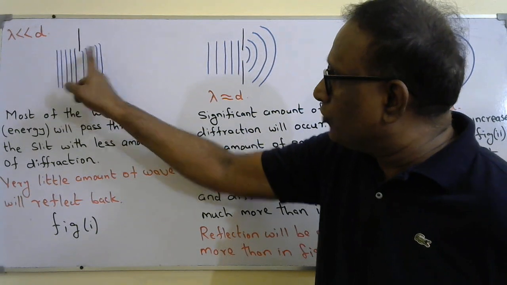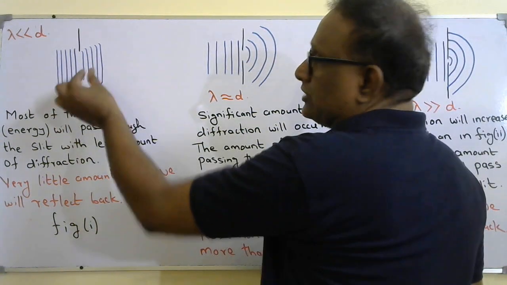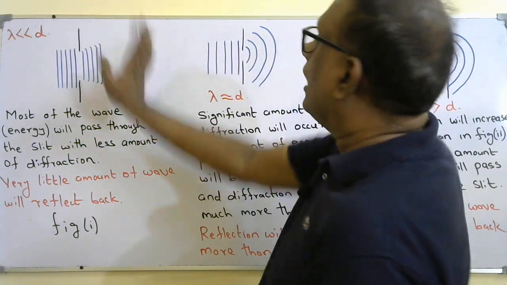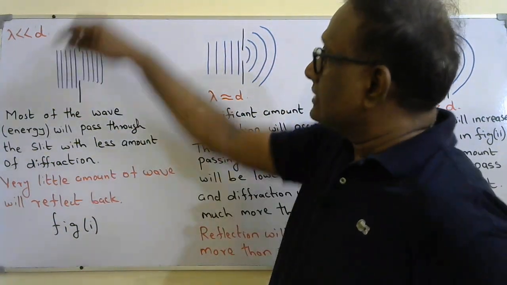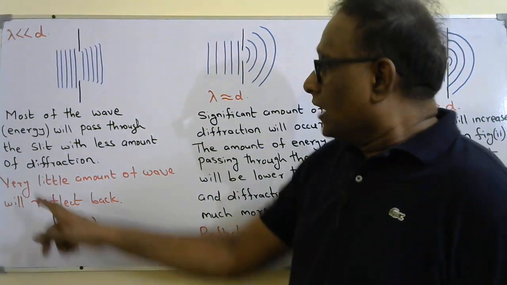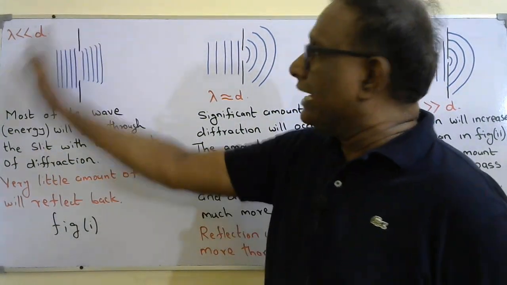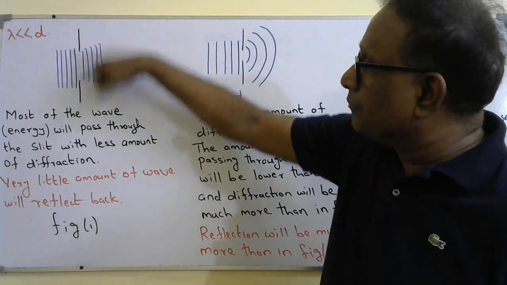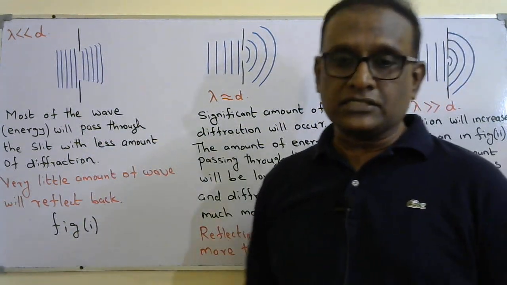But the wavelength before and after should be the same. Therefore, the gap between the wavefronts before and after diffraction should be the same. A little amount of spreading can be shown when the slit size is much larger than the wavelength. Also know that only a very little amount of wave will be reflected back from the barrier of the slit, because most of the energy or the wave will pass through it.